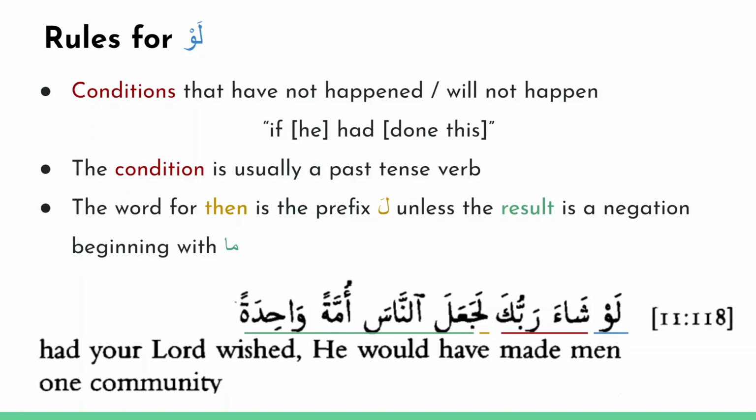And if you are going to put the word for then you use the prefix la. Okay? So before you put the result, you have to put the prefix la. Now there is an exception to this, unless the result is a negation beginning with ma. So the word ma, as we have studied before, can be used to negate a sentence. And so if the word ma appears at the beginning of the result, then you can actually drop the la. Okay? So otherwise, usually you will find the prefix la. So I know these are a lot of rules, but let's go ahead and take a look at an example where all of this becomes a lot clearer.